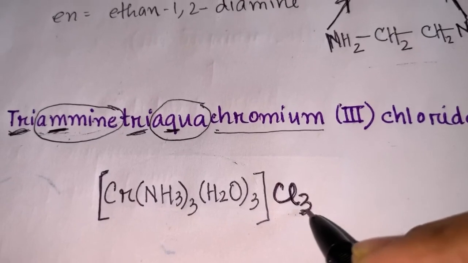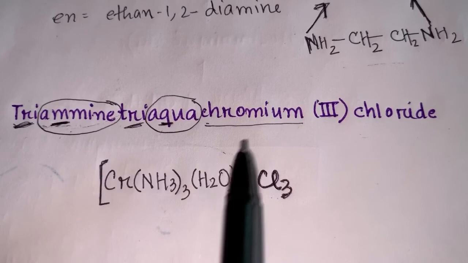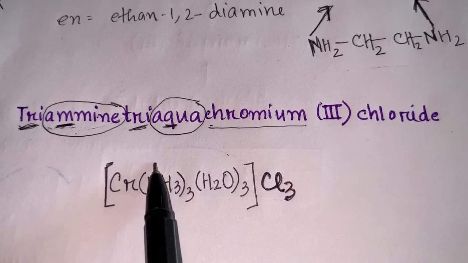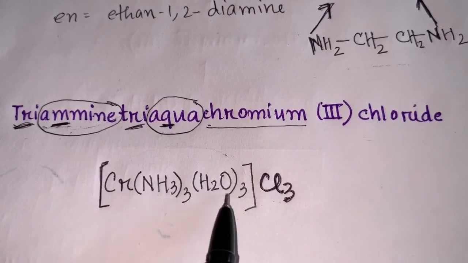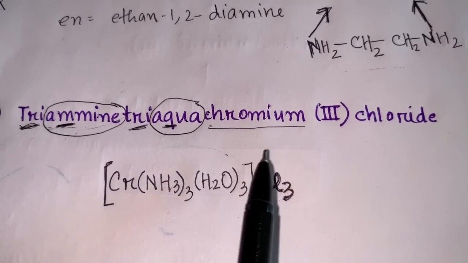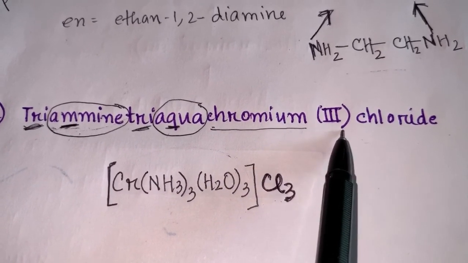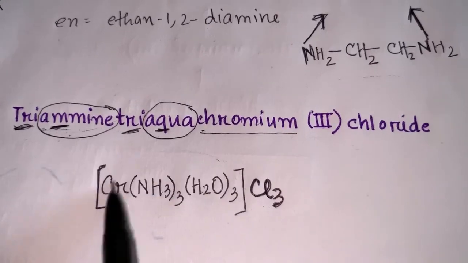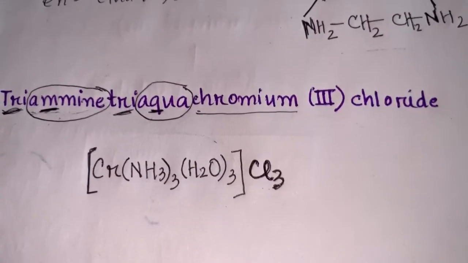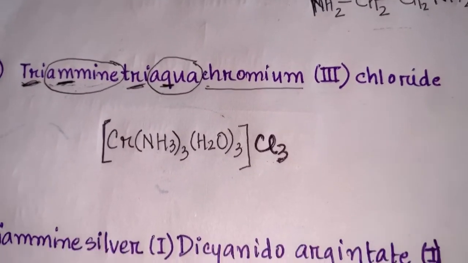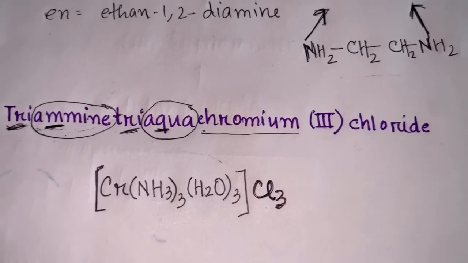I repeat, inside the coordination entity, chromium is having a net +3 oxidation state, ammonia and water are neutral, they are having zero charges. So the net charge here is +3. In order to balance that, we are placing here 3 chloride ions. So this is the overall formula for the given compound, triamine triaqua chromium trichloride.